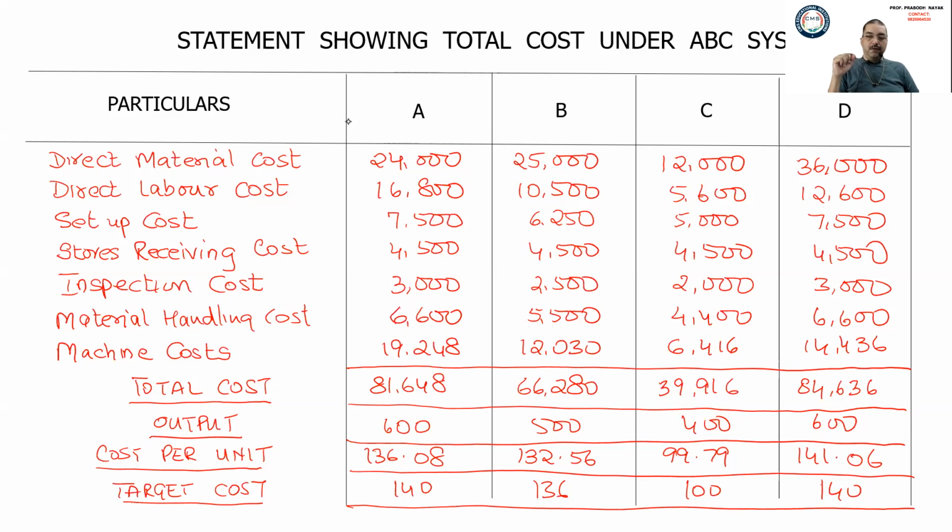Next line. However, in case of product D, the actual cost is slightly more than the target cost. Therefore, the company should either control the cost or redesign the product.